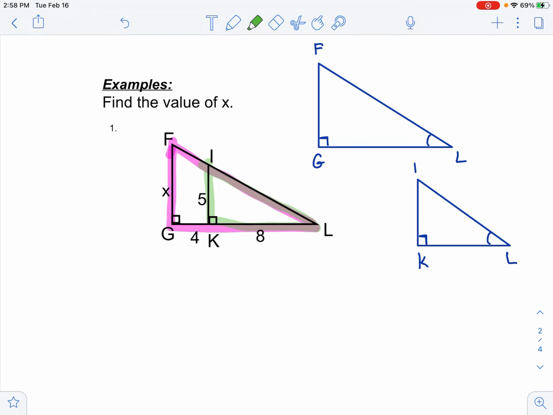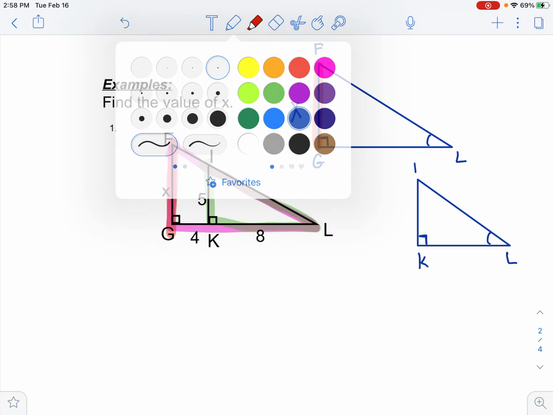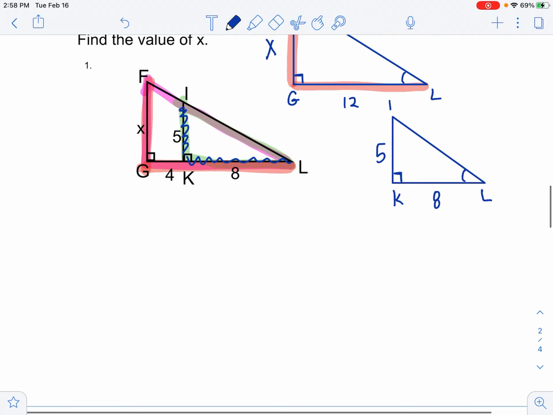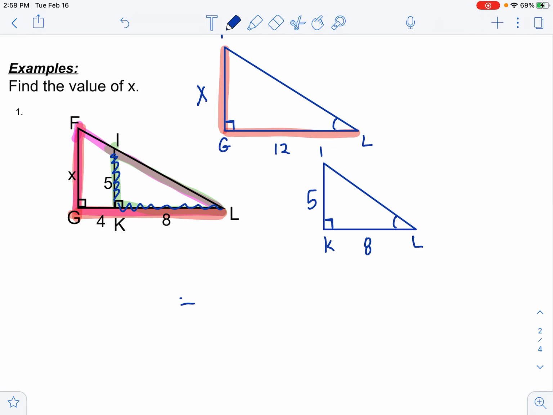So we can make a proportion to solve for x, but now we just have to make sure that we label the sides correctly. So I'm going to try a color code here. This is FG, that's x. This whole length right here is not 48, it's 4 plus 8. So this side right here is 12. On the small triangle, IK is 5, and this right here is 8.